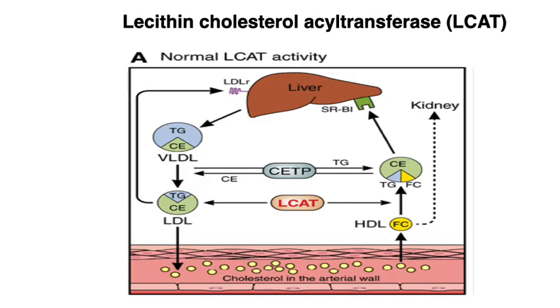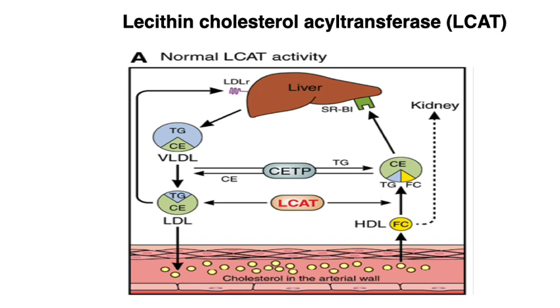Now, the next slide shows us the function of lecithin cholesterol acyltransferase, or LCAT. This is a lipoprotein-associated enzyme and is a key player in the reverse cholesterol transport pathway, which promotes the transfer of excess cellular cholesterol from peripheral tissues to the liver for excretion. With normal LCAT activity, the HDL particles acquire unesterified cholesterol from the peripheral cells, and the LCAT esterifies cholesterol in HDL particles, which we call the alpha activity.